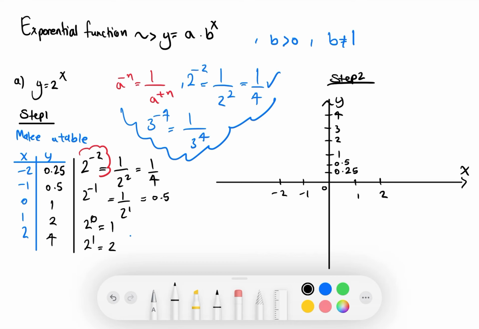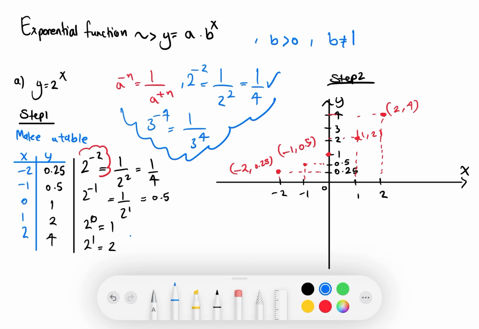All right, so the first point is -2 and 0.25, which is right here. Second point is -1 and 0.5, which is right here. And then I have 0 and 1, which is right here. That's my y-intercept. Then I have 1 and 2, which is right around here. And then after that, I have 2 and 4, which is here.